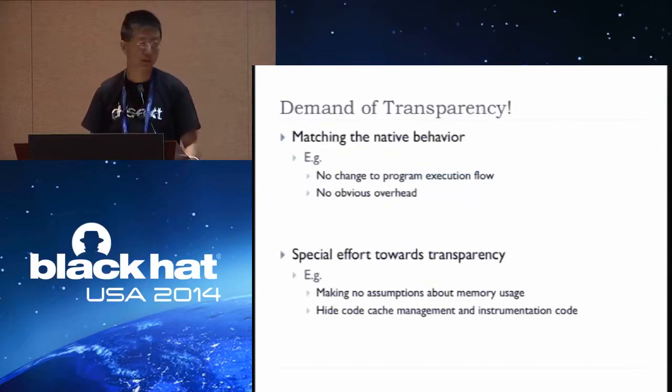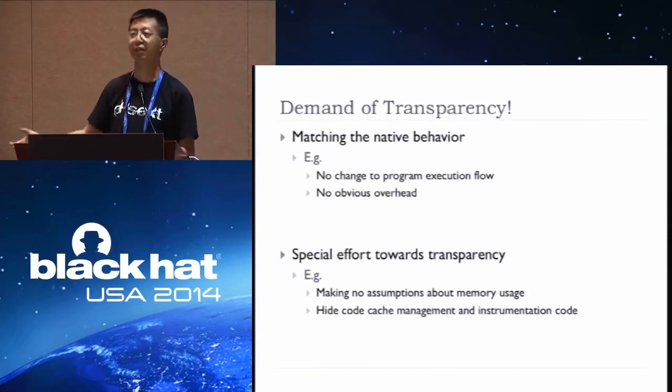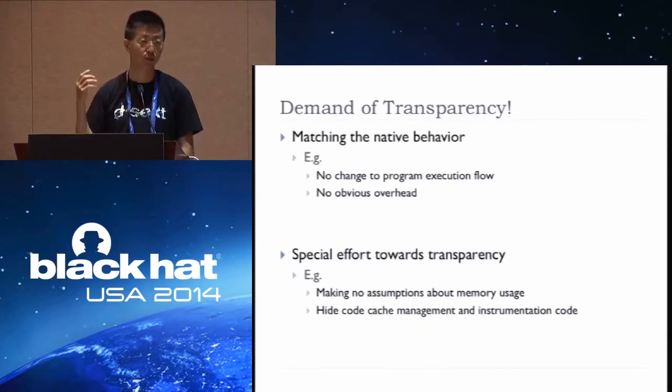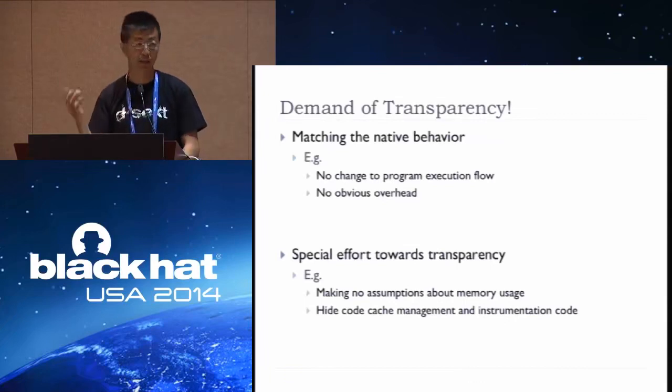What do we mean by transparency? When you use this dynamic binary instrumentation tool to run a program, the platform expects the program to behave, to run, as if it's running on the native platform. So you don't want the program to know that something is running underneath. This is for both the legit program and also for the malicious program. And in fact, we do want to give a disclaimer that DynamoRIO, when they developed it at the beginning, was actually mostly targeted at legit programs.